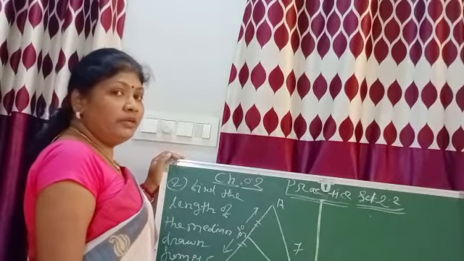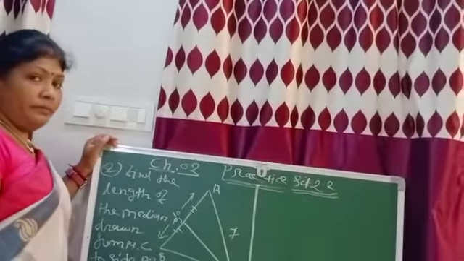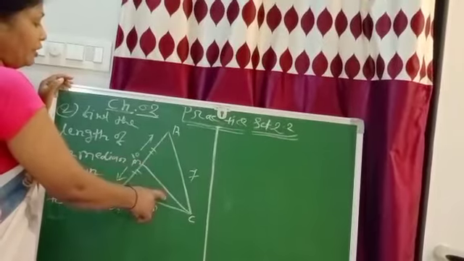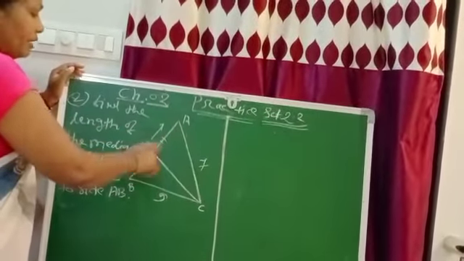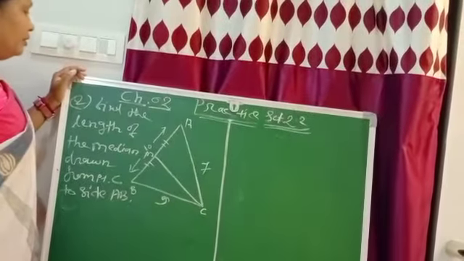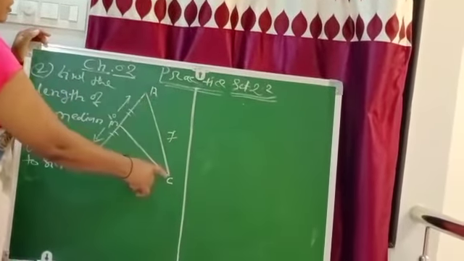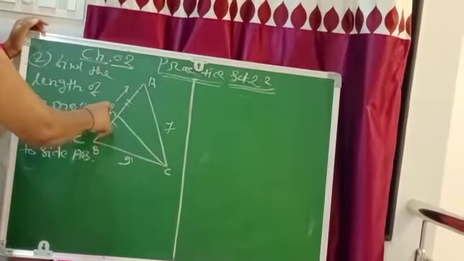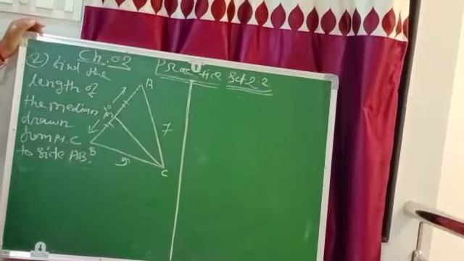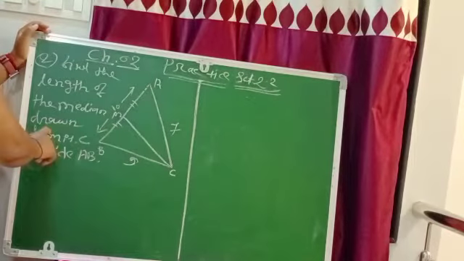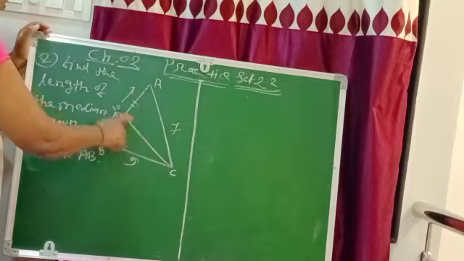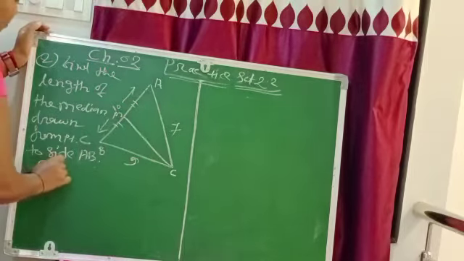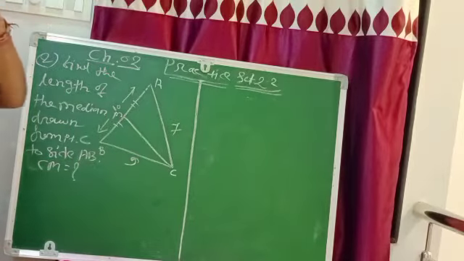So next we will see the second problem. In triangle ABC, point M is the midpoint of segment AB. AC is equal to 7, BC is equal to 9, segment AB is equal to 10. Then find the length of the median drawn from the point C to side AB. So find the value of CM.